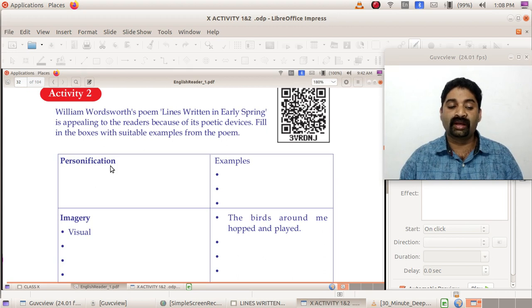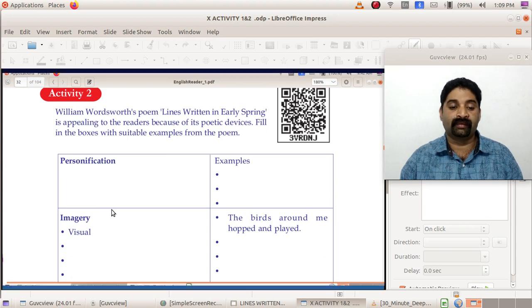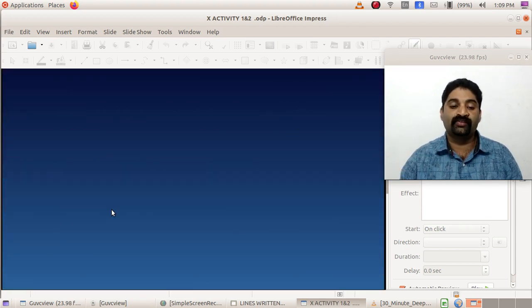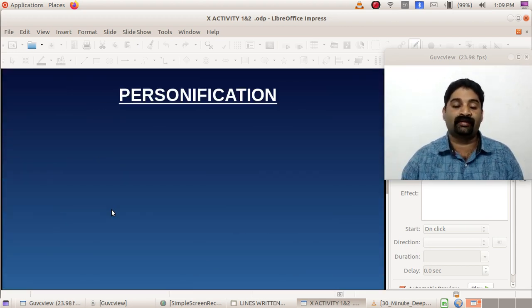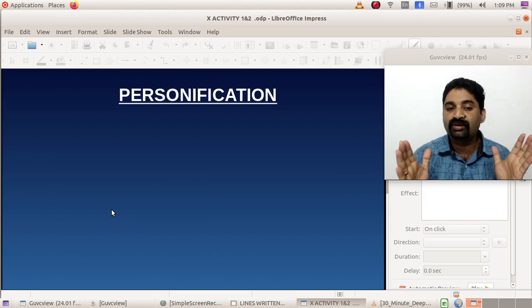Some are given here: personification, imagery, alliteration, rhyming scheme. You can check your textbook. These 4 are given. Let us see that in detail. First, let us move to personification. Dear students, do you remember last year we learned what is personification? Just bring to your mind what is personification.